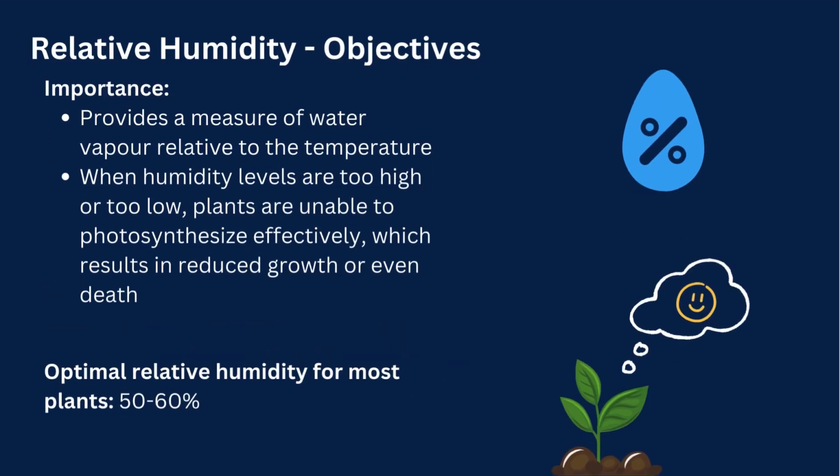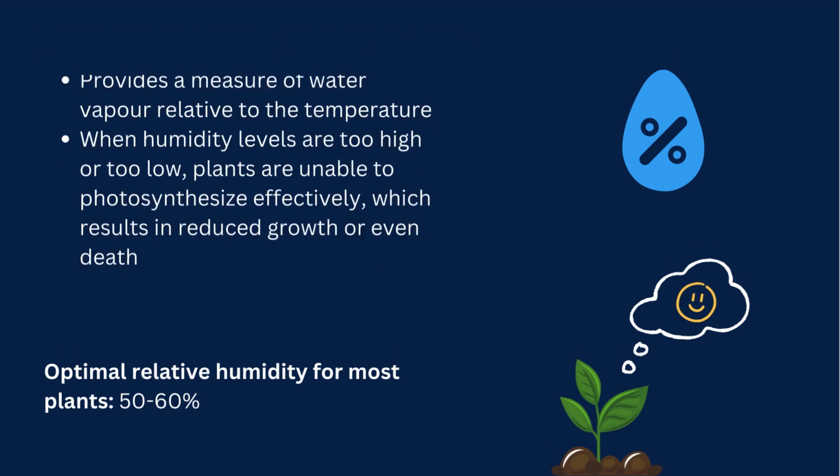Relative humidity provides a measure of water vapor relative to the temperature, so it is shown as a percentage of the maximum quantity of vapor that could be in the air at that temperature. When humidity levels are too high or too low, plants are unable to photosynthesize effectively, which results in reduced growth or even death. Therefore, for most plants, the optimal relative humidity is between 50 and 60%.